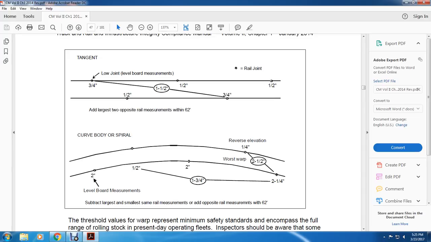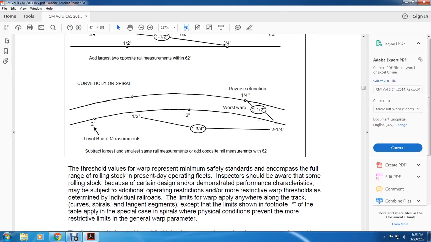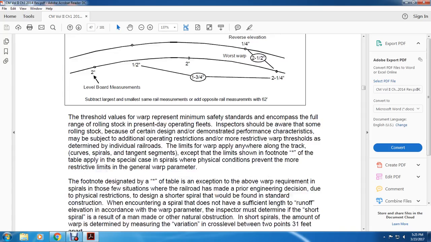2 inches, 1.5 inches, 2 inches, 2 1/4 inches. Your joints, reverse elevation, 1/4 inch, 2 1/2 inches, 1 3/4 inch. Subtract the largest, smallest rail measurement and add opposite measuring of 62 feet.